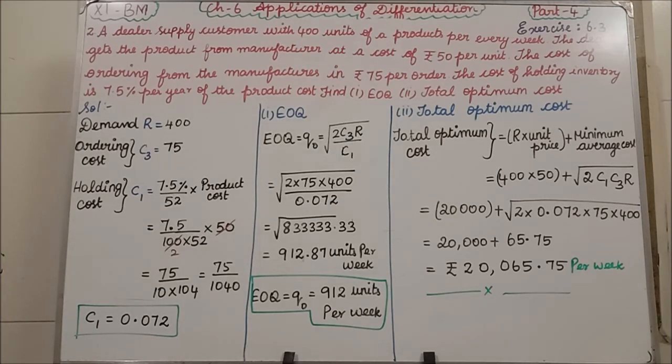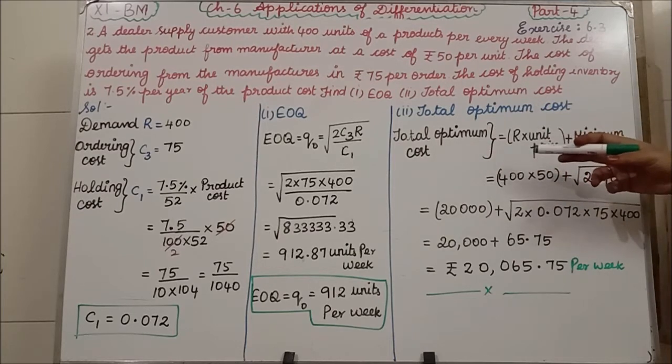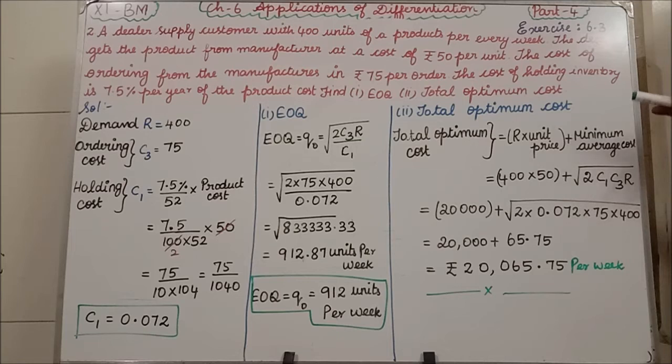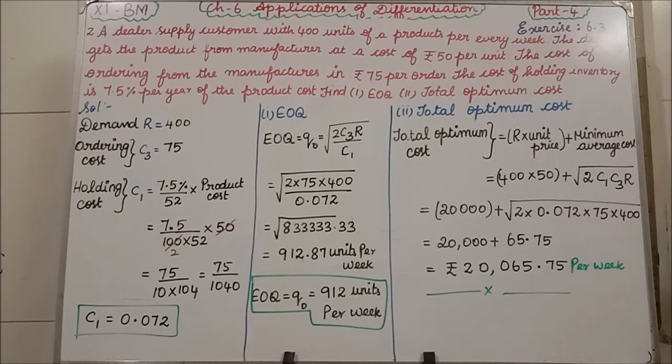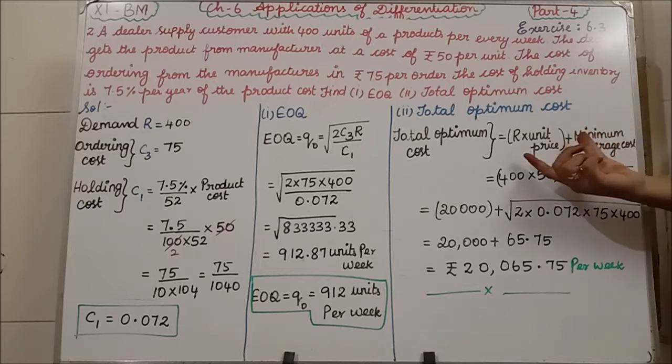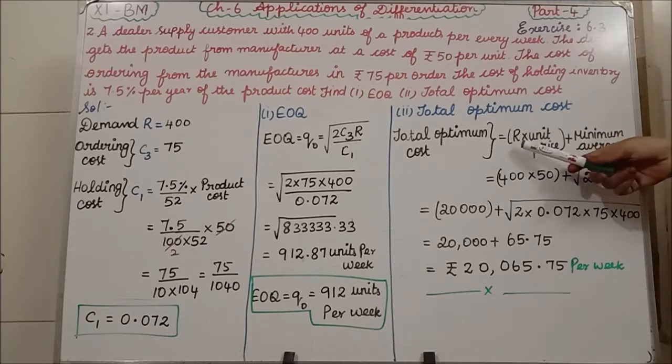Total optimum cost is equal to R into unit price, which is nothing but the purchasing cost, plus the minimum average cost. That is the formula we have. The purchase cost is R into unit price, you multiply them. I have written it directly so that you will be very clear about this.